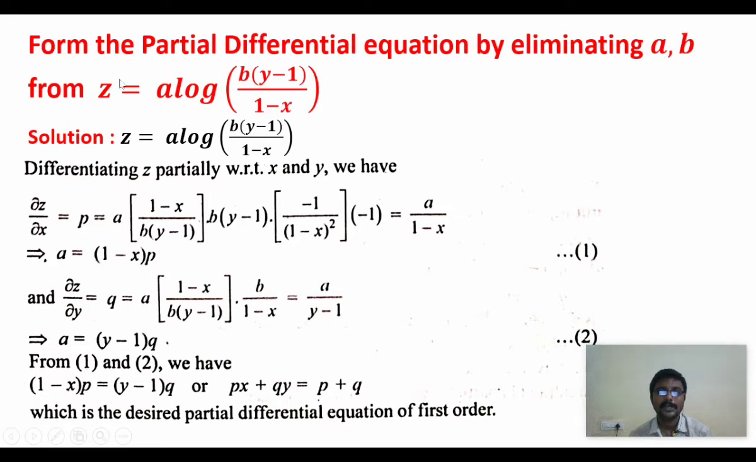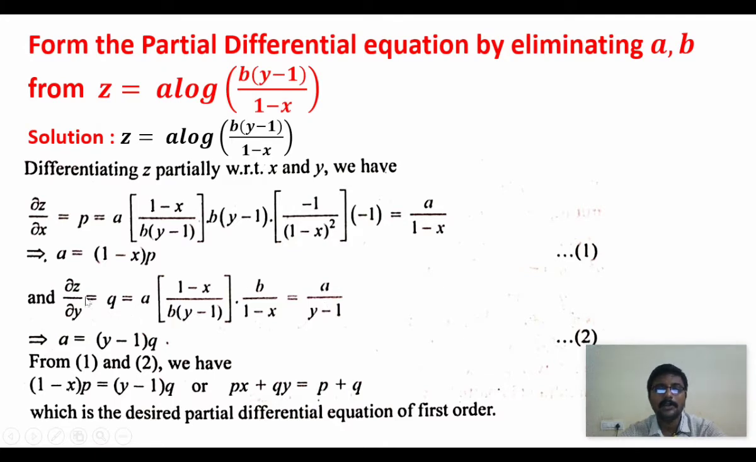Similarly, z is differentiated partially with respect to y. That is a ∂z/∂y, but ∂z/∂y is q. So q equals a constant times the derivative of log((b(y-1))/(1-x)), which is 1/((b(y-1))/(1-x)). So the fraction is reversed, and we will get (1-x)/(b(y-1)). And then we have to differentiate b(y-1)/(1-x). In that, b/(1-x) is a constant, but the derivative of y-1 is, y derivative 1, 1 derivative is 0. So thus clearly 1-x gets cancelled and b and b get cancelled. Thus we will get a/(y-1).